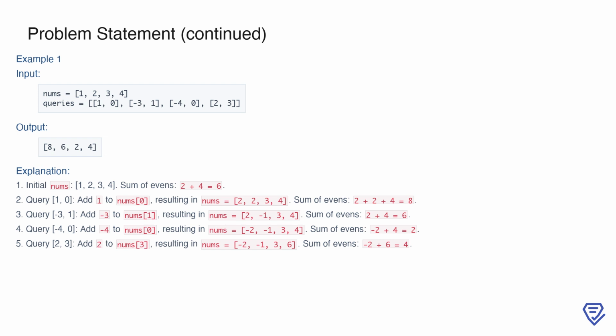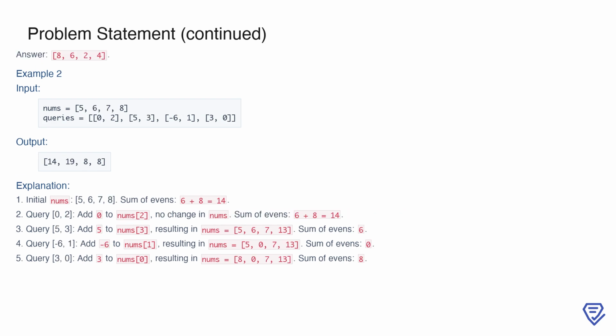For the second query, [-3, 1], we add -3 to nums[1], updating nums to [2, -1, 3, 4]. The sum of evens becomes 2 plus 4 equals 6. For the third query, [-4, 0], adding -4 to nums[0] gives nums as [-2, -1, 3, 4], with the even sum now -2 plus 4 equals 2. Finally, the query [2, 3] adds 2 to nums[3], resulting in nums as [-2, -1, 3, 6], and the even sum -2 plus 6 equals 4. As a result, the output for this example is [8, 6, 2, 4].